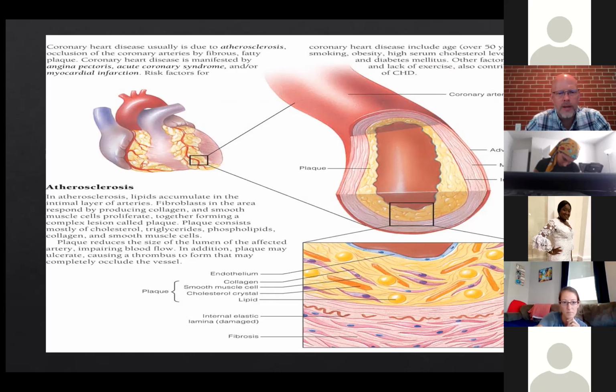In addition to that, excess carbohydrate consumption leads to elevated triglycerides, and triglycerides are inflammatory, and they also contribute to atherosclerosis. So it's not just the fat anymore, guys. You also got to watch the excess carbs and sugar.